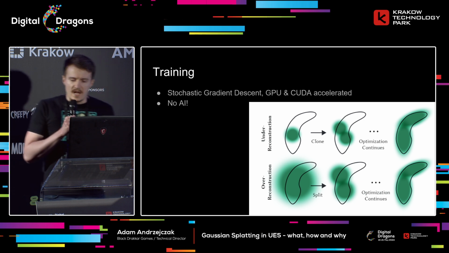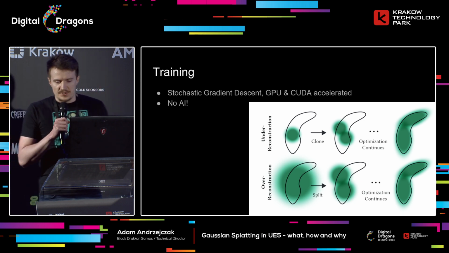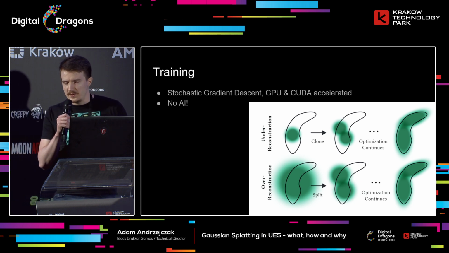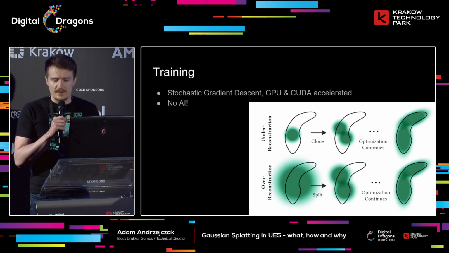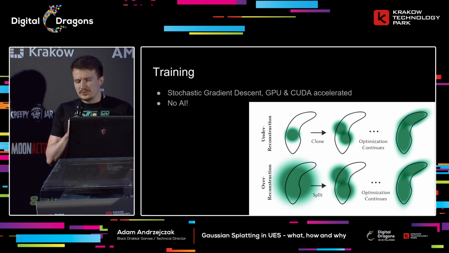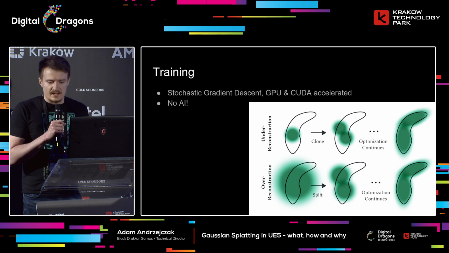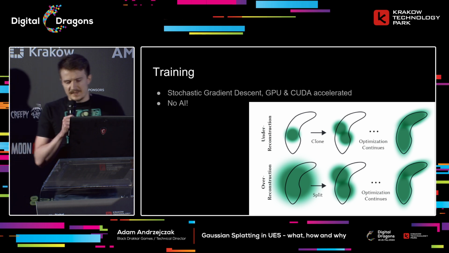Okay, you might wonder how such a scene is created. To train the model, they use stochastic gradient descent techniques for optimization, taking full advantage of GPU and CUDA power. There is no AI, no neural networks involved, unlike in the case of NeRF. Okay, so I encourage you to read the whole article for the details. It's heavily technical and it's not an easy read, but yeah, they explain everything.